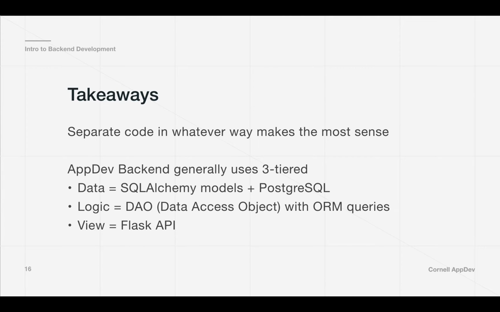In AppDev backend, we generally use a three-tiered architecture. Our data would normally be the SQLAlchemy models with something like Postgres or MySQL on the back end. For you guys, that would be SQLite. The logic is just the DAO with some queries to the ORM, and the view is the Flask API and the routes themselves. Anyone have any questions about anything so far?